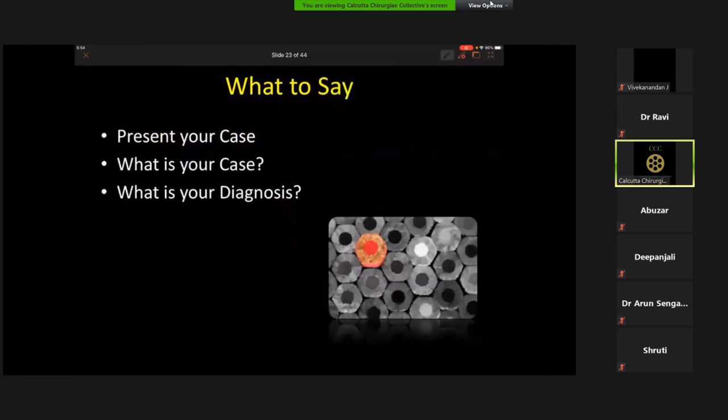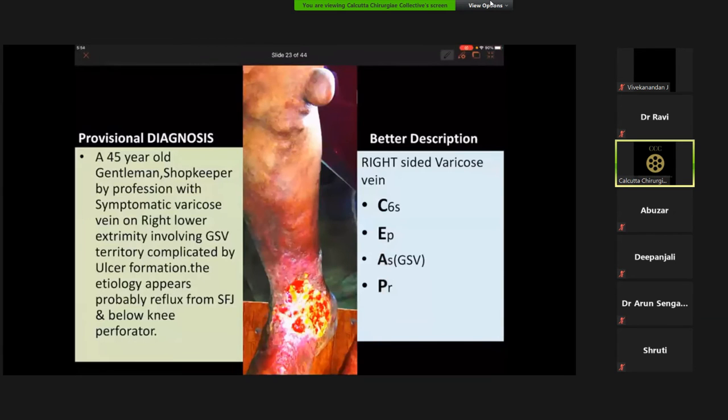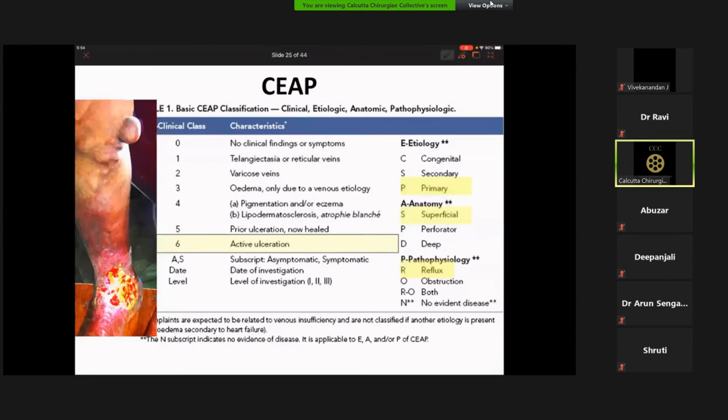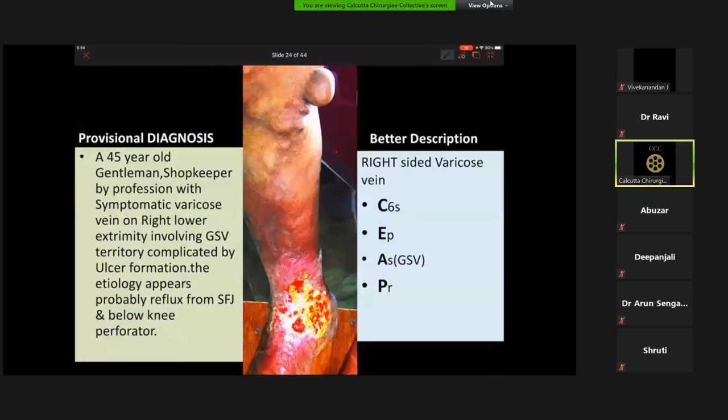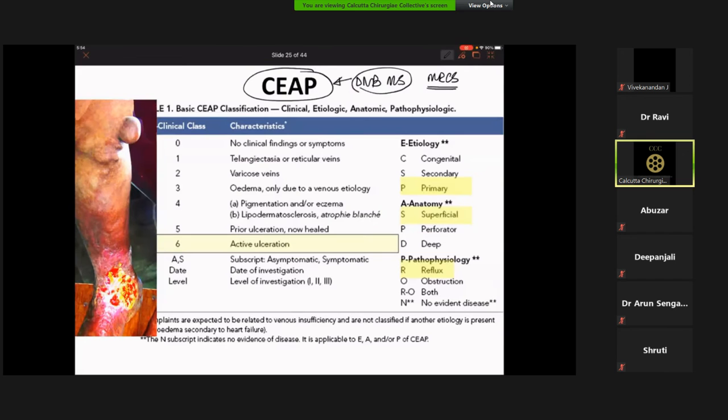Complete. Let us now come to the way you will present. Now, at a postgraduate examination, you are required to know something called the CEAP. This is a basic thing that a postgraduate DNB and an MS must know. If you are appearing for an MRCS, it is not that mandatory. For MLE maybe you are required to know, but for DNB and MS it is mandatory. Some people call this lightly the TNM of the varicose vein. This is Bailey and Love, and hence I hope you understand how important it is.